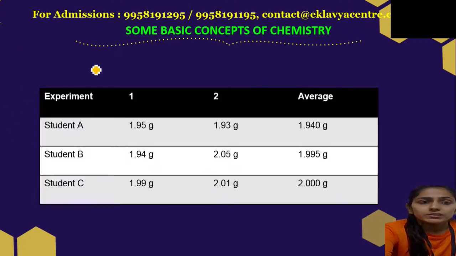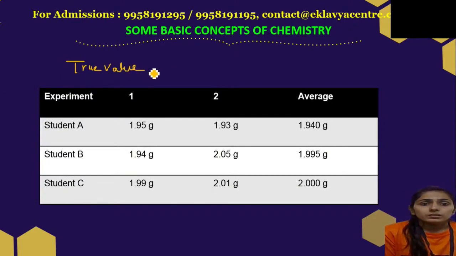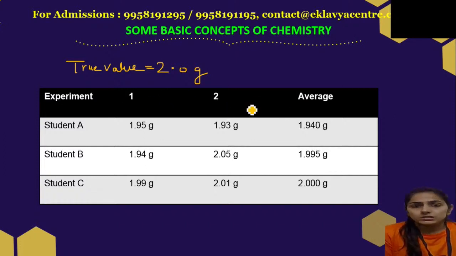Now let us try to understand precision and accuracy with the help of an example. Suppose the true value is 2.0 gram, and there are 3 students, student A, B, C, and they have done first and second 2 experiments, and the average values are also mentioned.